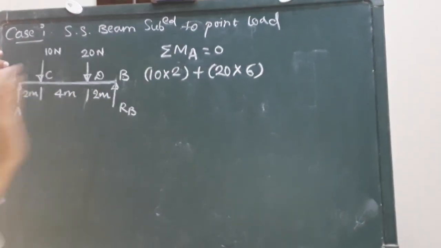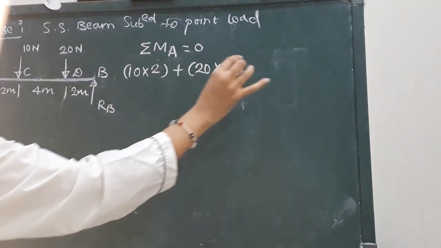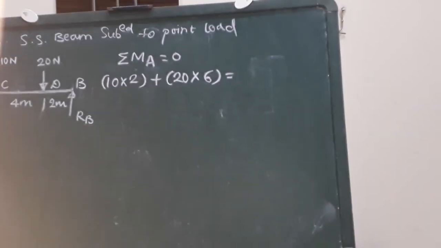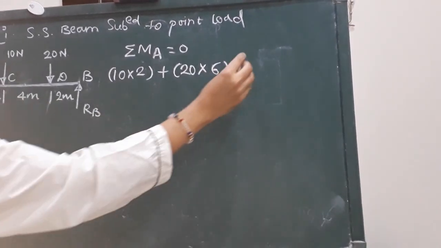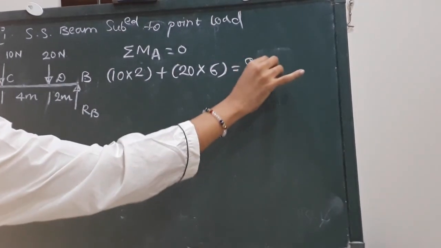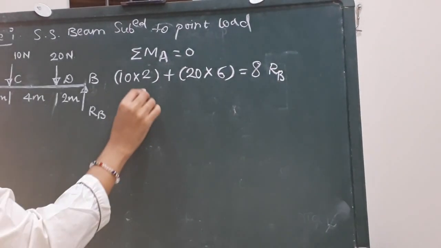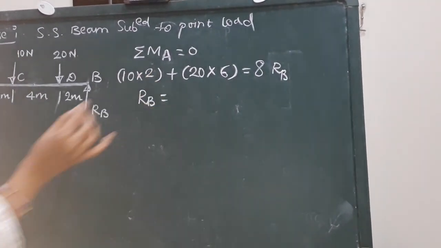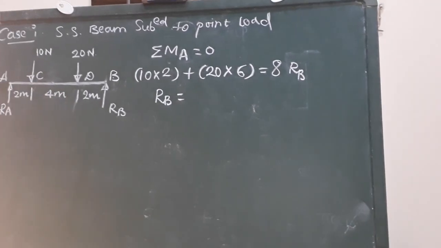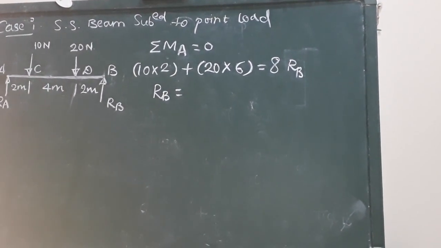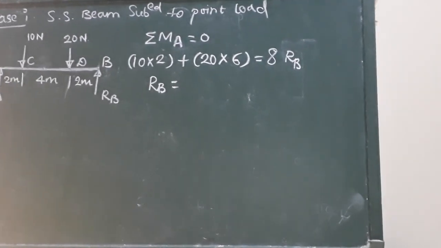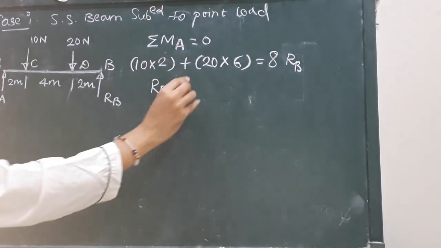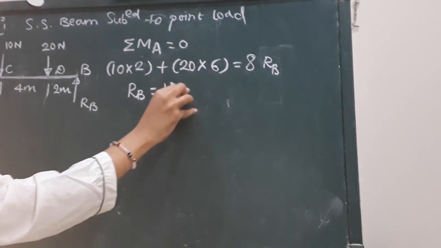is equal to 2 plus 2 is 4, plus 4 is 8, so 8 RB. Right? Now we have to simplify this. So the value of RB you need to calculate. It is coming 20 plus 120 divided by 8. That is 17.5 Newton.